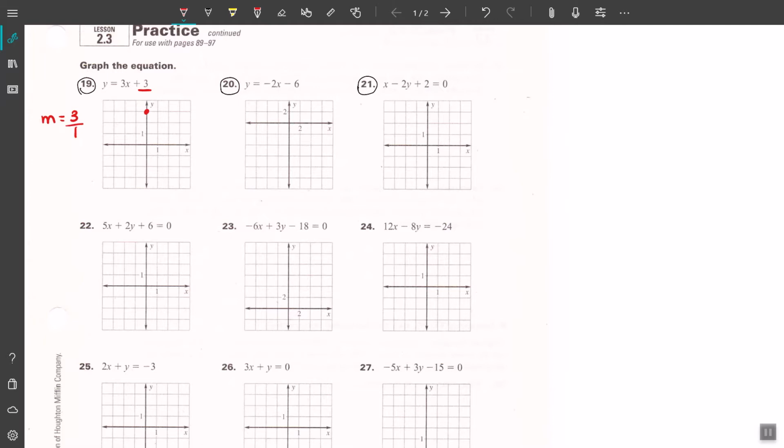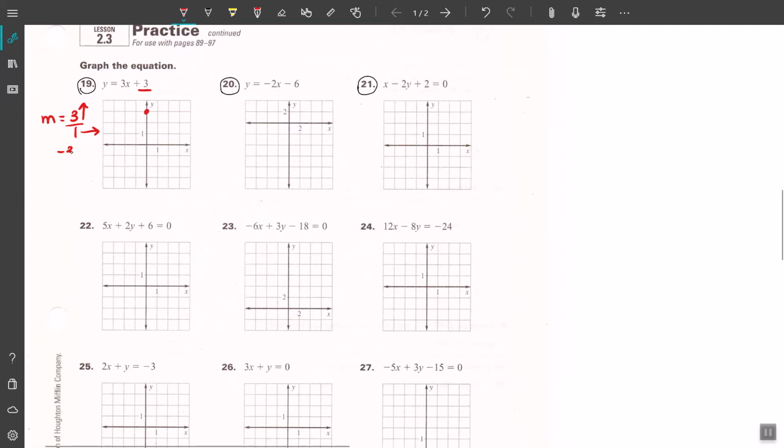Now, on this graph, unfortunately, there's no room to go up 3 and to the right 1. That's what this tells us. Remember, this is vertical movement. This is horizontal. Positive means up in the numerator, positive means to the right in the denominator. Because we can't go up and over, there's no room. They didn't make the graph big enough.